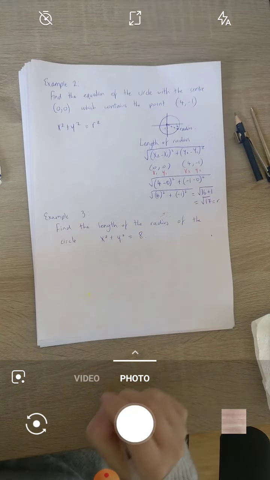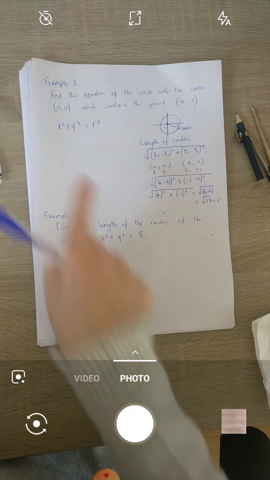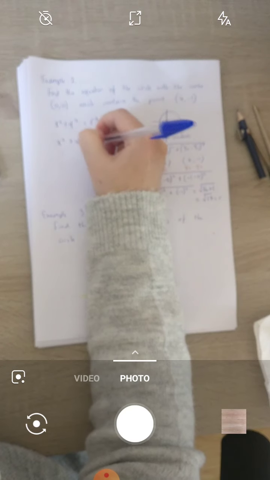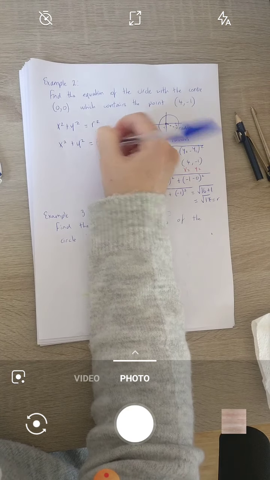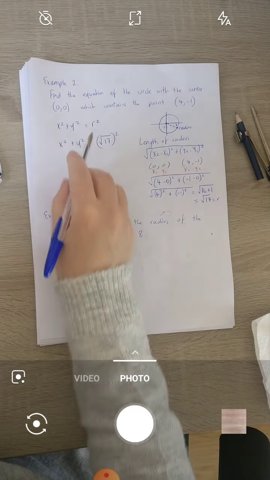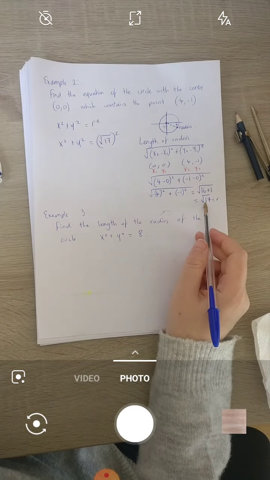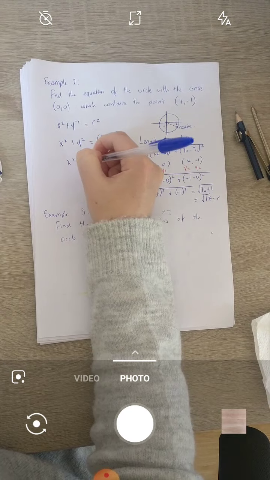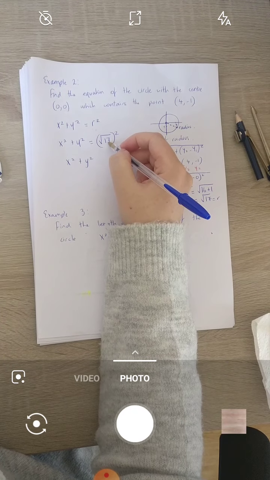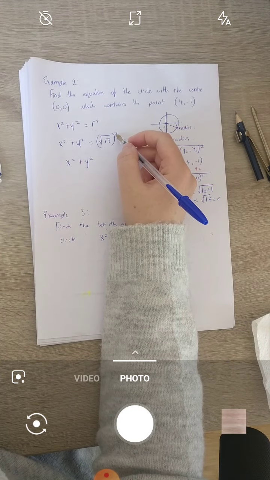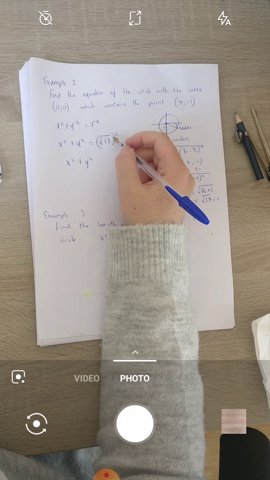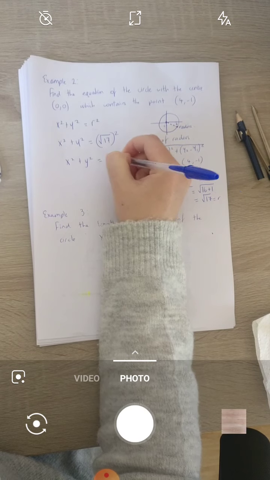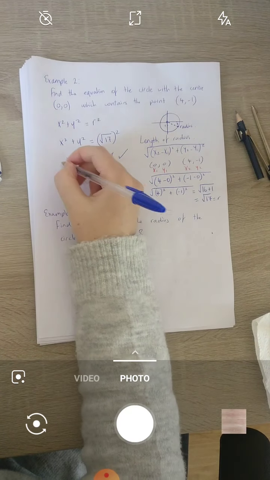So that's our r. I'm going to go back here and sub in: x squared plus y squared equals the square root of 17 to be squared. We're subbing into the formula. This is the radius, but the formula has r squared. So we have x squared plus y squared equals the square root of 17 to be squared. They're opposite operations to each other, so when you put that into the calculator, they cancel each other out and you end up with just 17. And that's the equation of the circle.